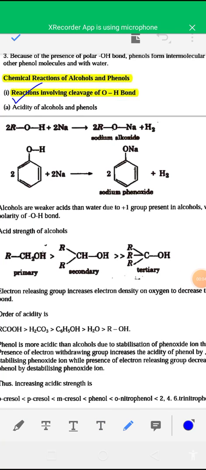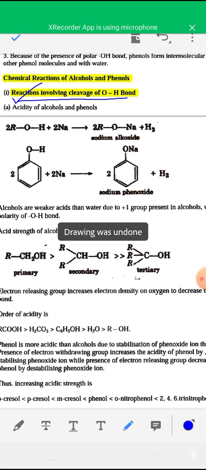In this video, today I will discuss the chemical properties or chemical reactions of alcohols and phenols. Chemical reactions of alcohols and phenols. So first, see the reactions of alcohols and phenols involving the cleavage of the O-H bond present in the alcohol. The first type of reaction or chemical property is the acidity of alcohols and phenols.